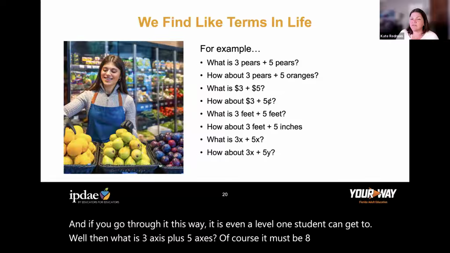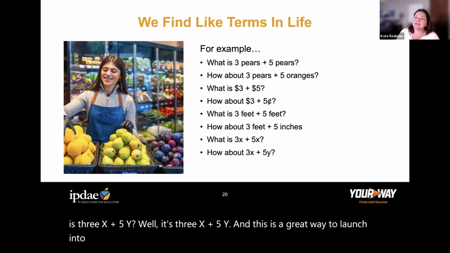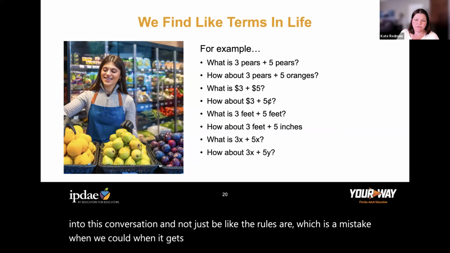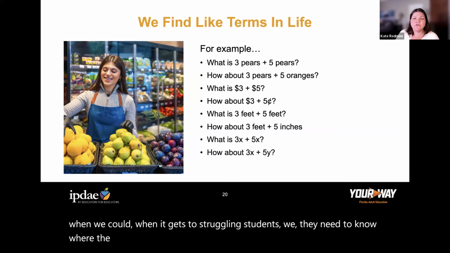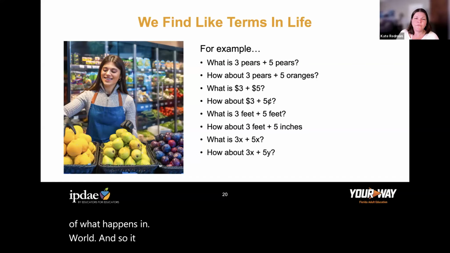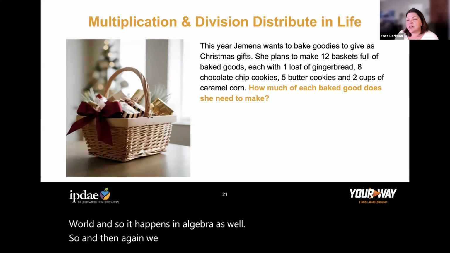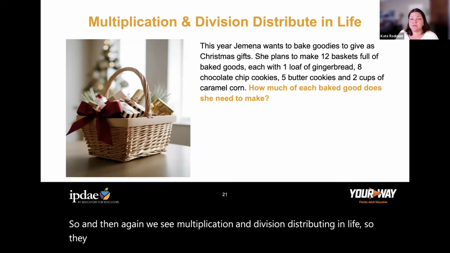And what is 3x plus 5y? Well, it's 3x plus 5y. And this is a great way to launch into this conversation and not just say the rules are, which is a mistake when it gets to struggling students. They need to know where the rules come from. It's not just random rules, it's really the pattern of what happens in this world. And so it happens in algebra as well. And then again, we see multiplication and division distributing in life. So they don't just distribute in the classroom, right?